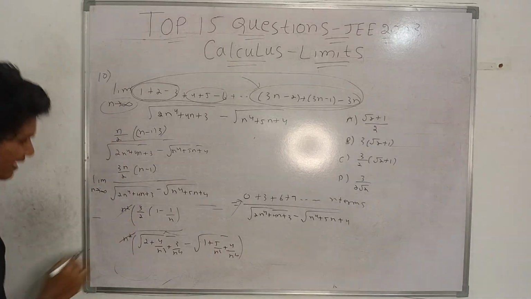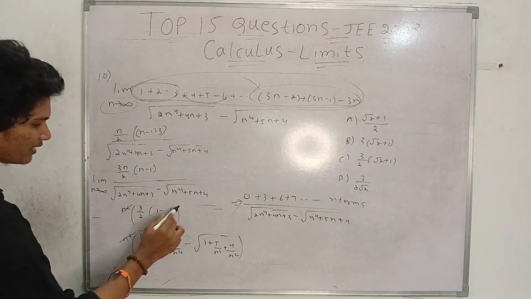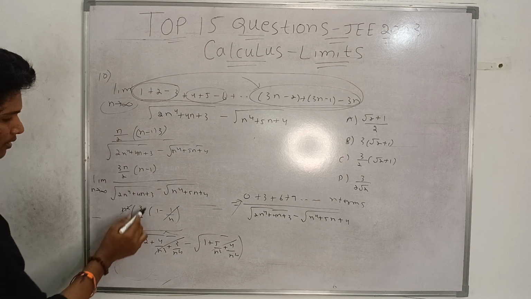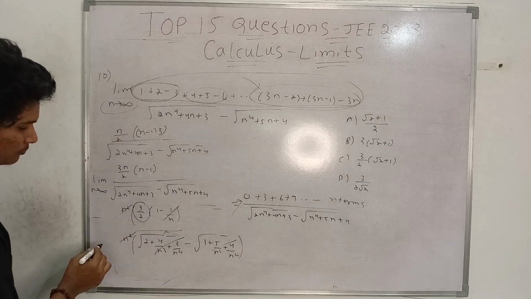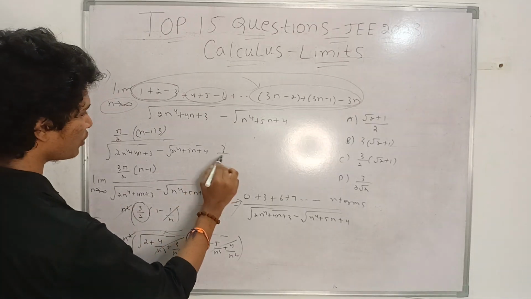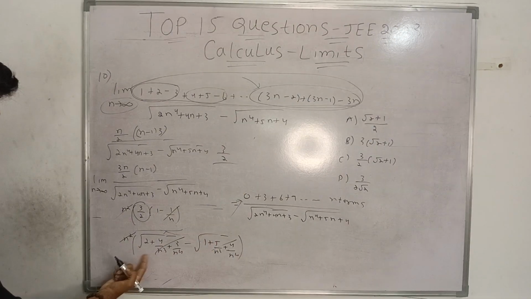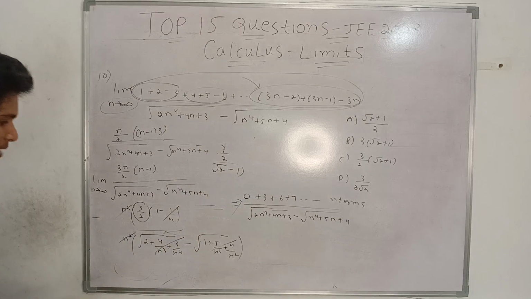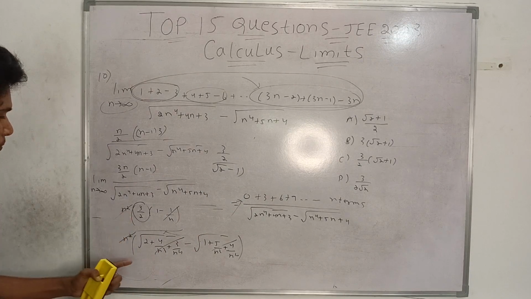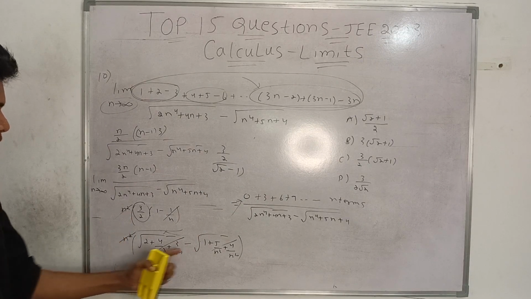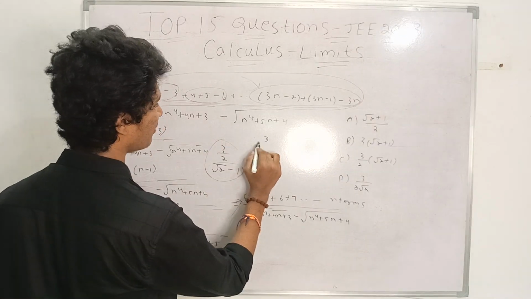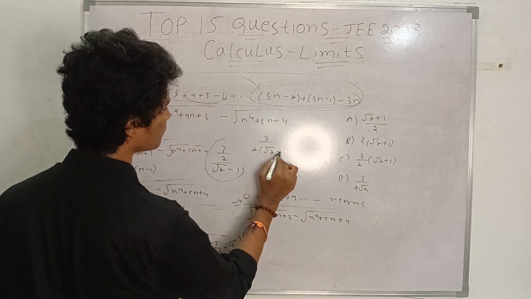N square will get cancelled, and when n is tending to infinity, this thing will be 0, this thing will be 0, this thing will be 0. And here it is 3 by 2 here, 3 by 2. In the denominator it is root 2 minus 1 here. In the denominator you can observe, here it is 3 by 2, here it is root 2, and here it is minus 1. So the complete solution is this only, 3 by 2 into root 2 minus 1.